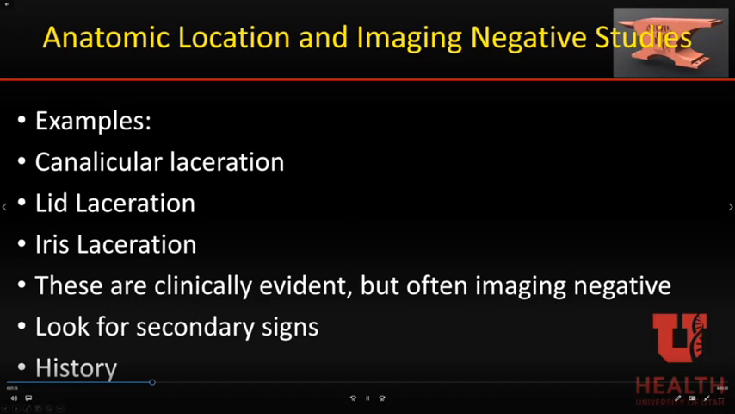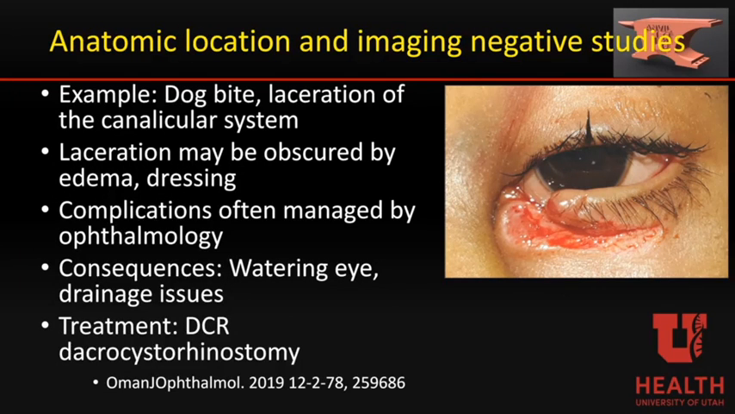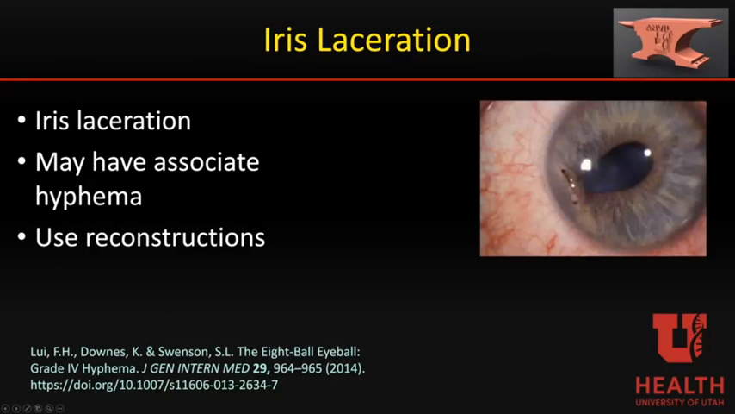So if we consider anatomic location and imaging negative studies, molecular lacerations, lid and iris lacerations, these are often clinically evident to our colleagues but are imaging negatives, so we have to look for those secondary signs. So here's an example of a dog bite injury, and that laceration on imaging may be obscured by a dressing or edema, and these complications are often managed due to complications of a watering eye or drainage issues with a dacrocystorhinostomy.